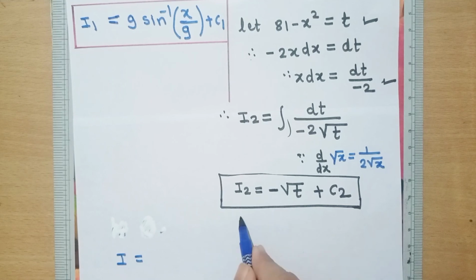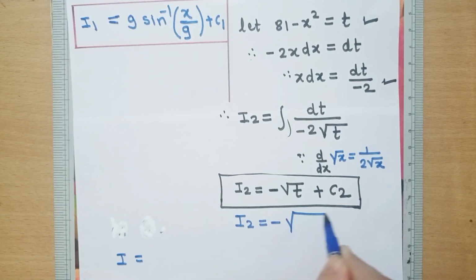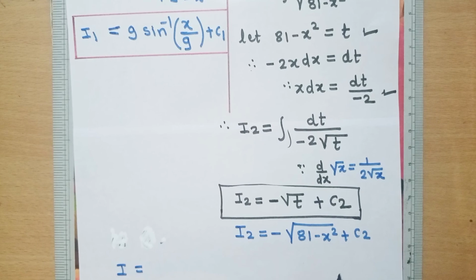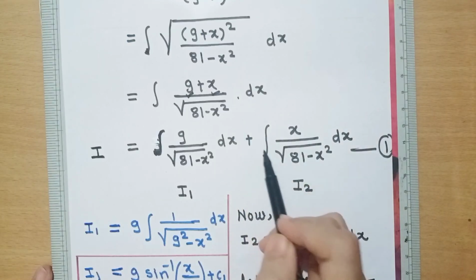And after that again t means what? 81 minus x square. So I2 we have to write in function of x only. So root of 81 minus x square and then plus C2, and now we will substitute this I1 and I2 in equation number 1.